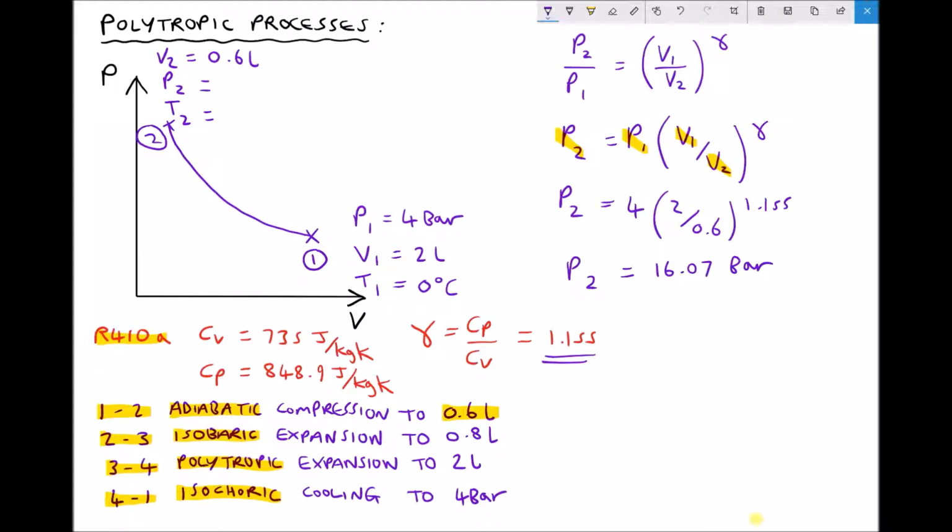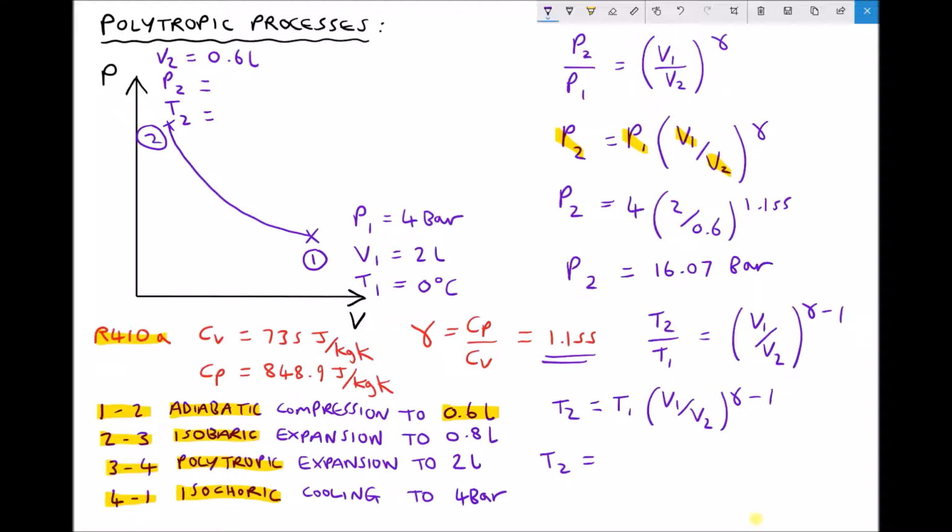Next we're going to calculate T2, and the formula for calculating T2 comes from the following. T2 over T1 equals V1 over V2 to the power of n minus 1. Now once again it's an adiabatic process, so instead of n we're going to use gamma. Therefore T2 equals T1 times the ratio of V1 over V2 to the power of gamma minus 1. Inputting some values, we get T2 equals T1.